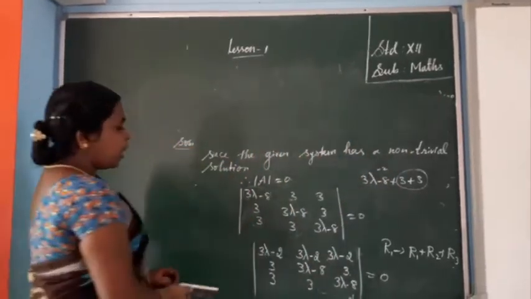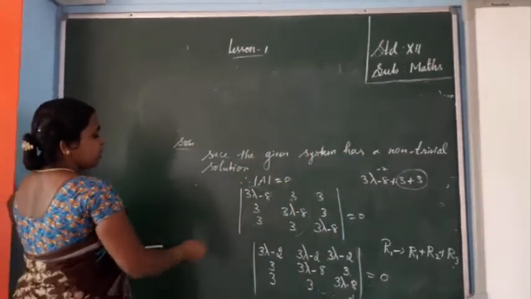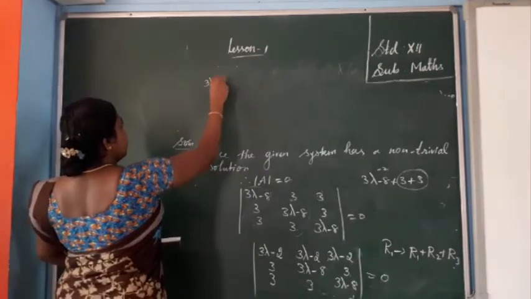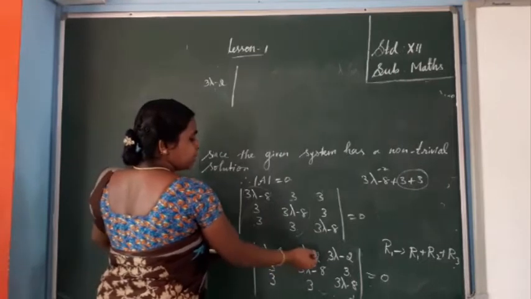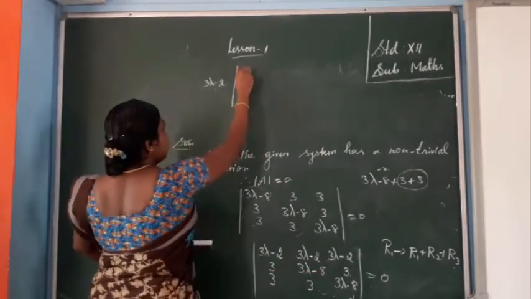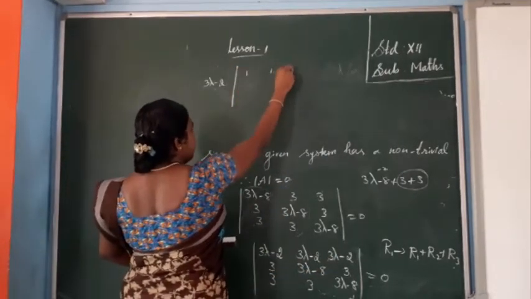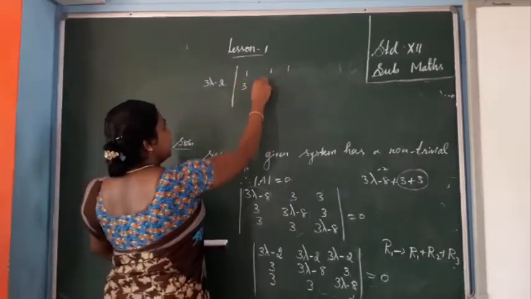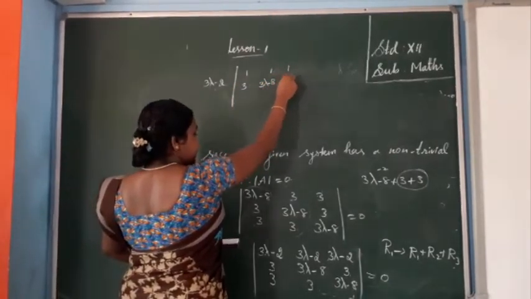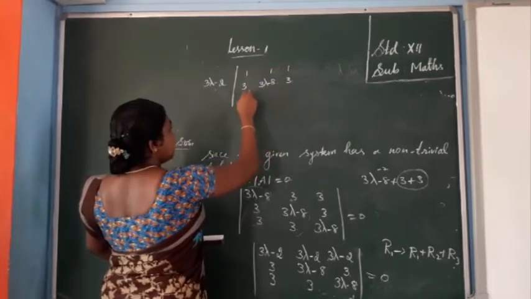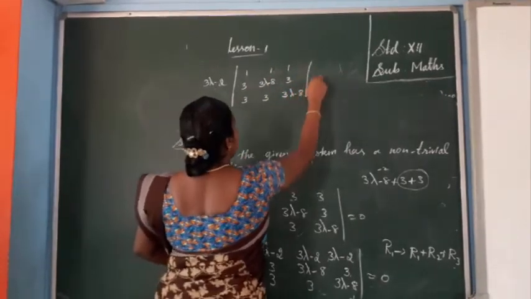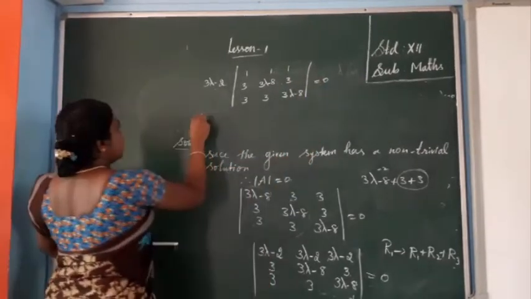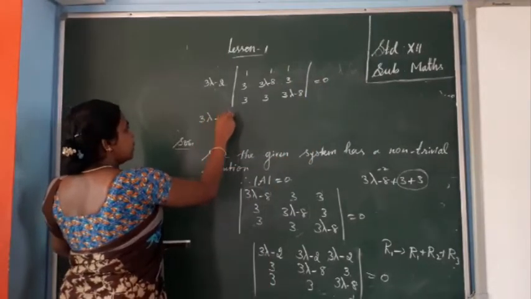So if you are taking outside, what do you get? 3 lambda minus 2 determinant. In the first row you have taken 3 lambda minus 2 common. After taking that it will become 1, 1, 1. Remaining 3 lambda minus 8, 3. Next, 3 lambda minus 8. Okay.